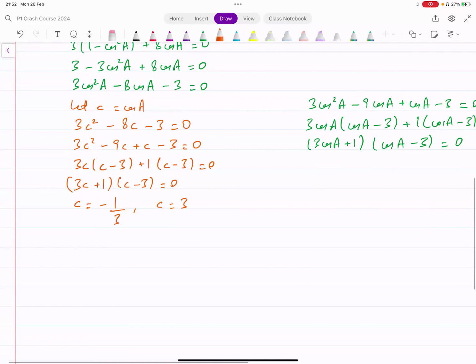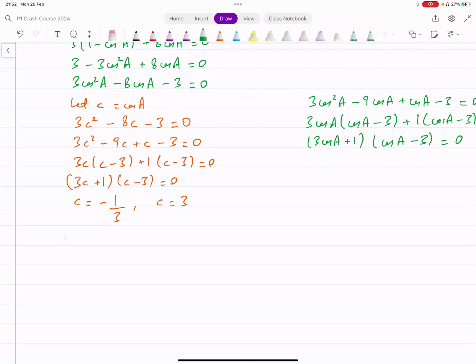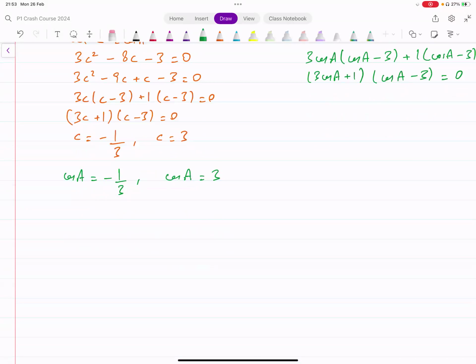Now put that substitution back. You say cos A is either equal to minus 1 over 3 or cos A equals 3. Now this is not possible. You can't have cos A equal to 3. Cos is supposed to be between minus 1 and plus 1, right? So this is not possible. So you ignore this one. You can try taking cos inverse of 3. You'll get an error for that.